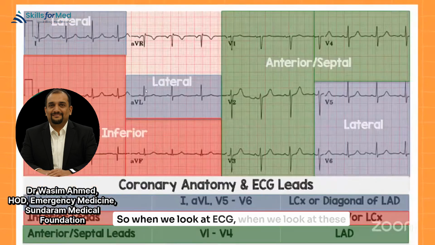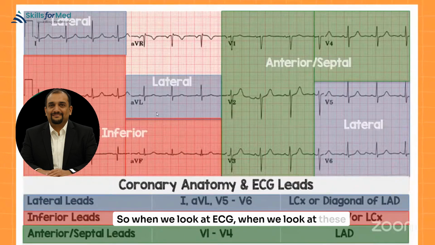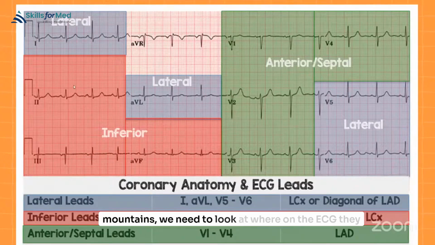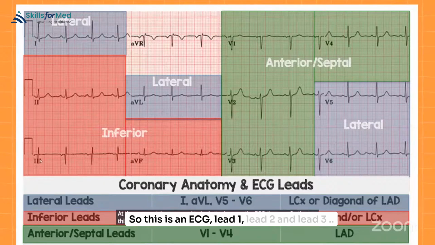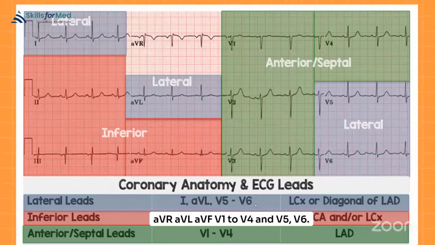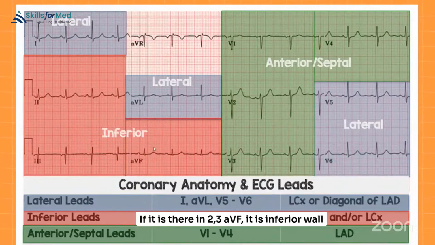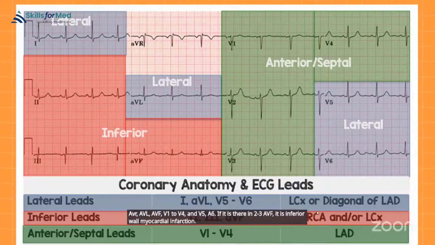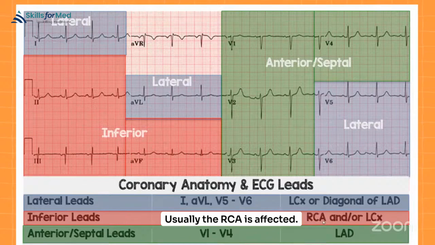When we look at these mountains on the ECG, we need to look at where on the ECG they are. So this is your ECG: lead 1, lead 2, lead 3, AVR, AVL, AVF, V1 to V4, and V5, V6. If it is there in 2, 3, AVF, it is an inferior wall myocardial infarction. Usually the RCA is affected.